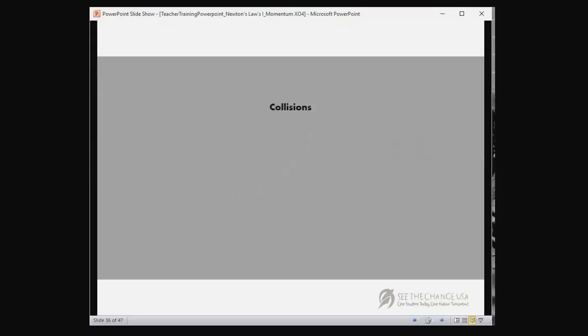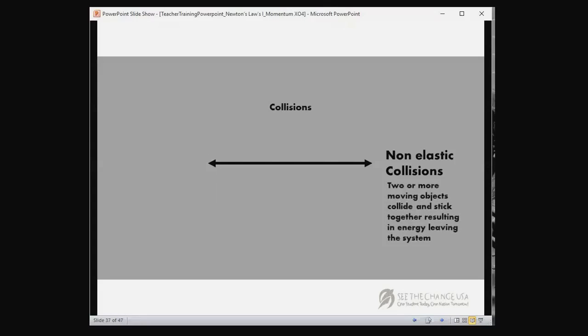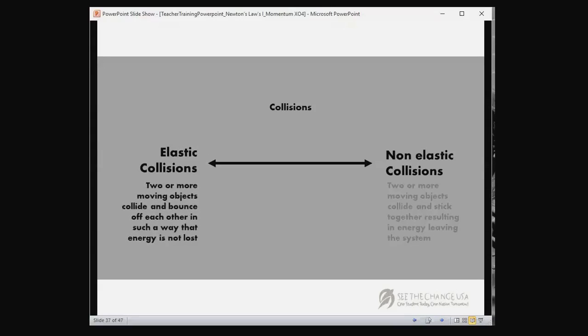momentum conserved? So when it comes to collisions, there's a whole spectrum of different types of collisions, but on one end of the spectrum, there are what we call non-elastic collisions. These are things that when they collide, they stick together, and when they stick together, they lose energy in the form of heat. And then on the opposite end of the spectrum are elastic collisions. During these types of collisions, things tend to bounce off of each other. And if it's perfectly elastic, no energy is lost at all. In fact, if it's perfectly elastic, there won't even be any sound because no energy is lost.